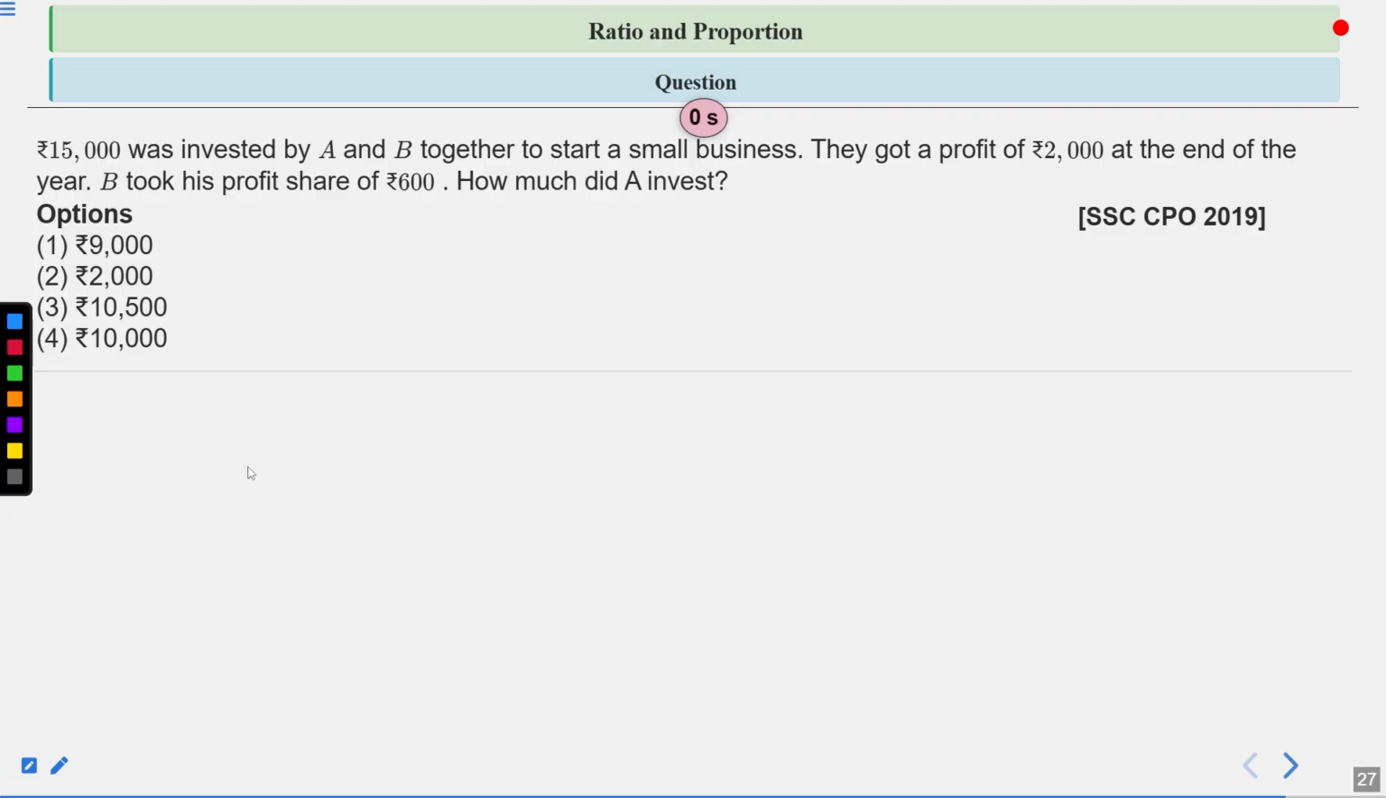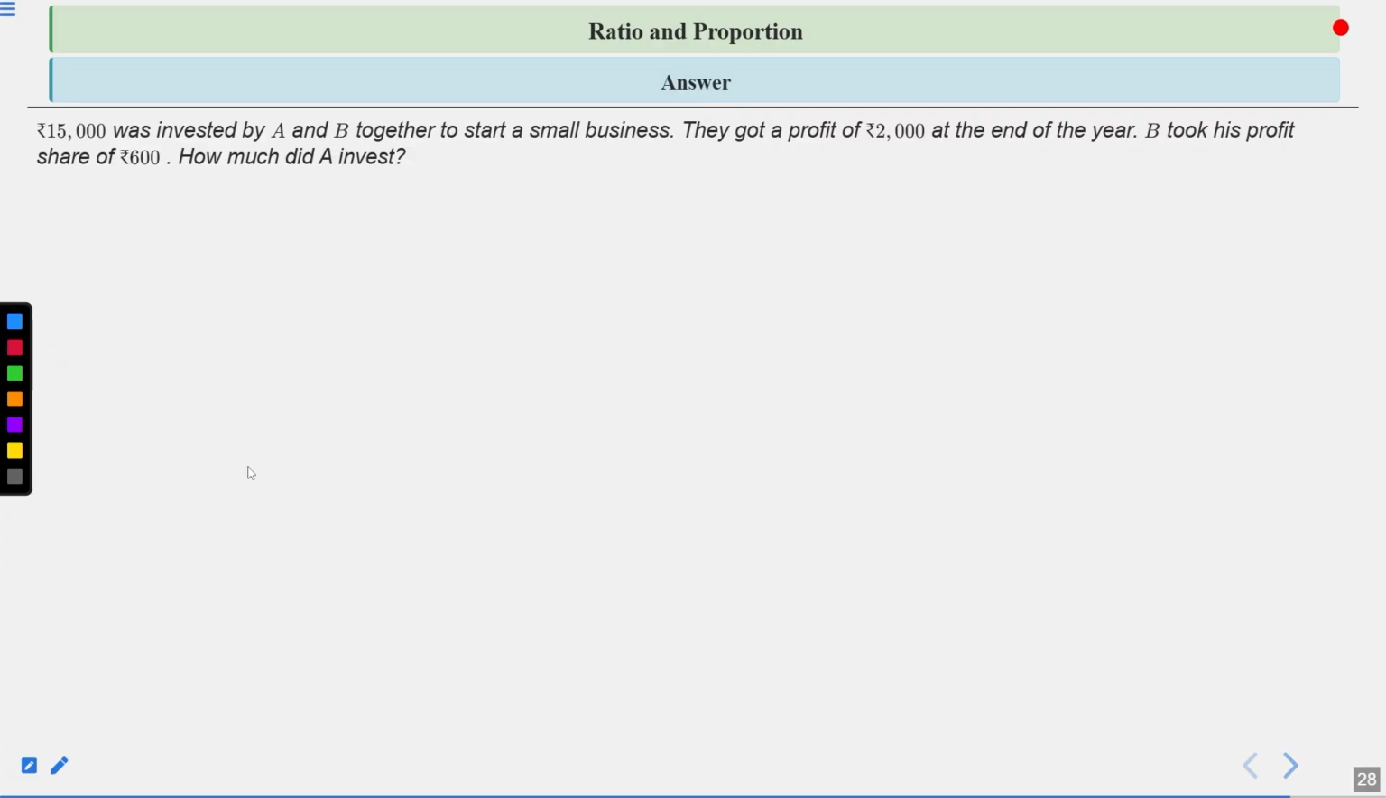Now time's up. Let's see the solution of this question. So 15,000 rupees was invested by A and B together to start a small business. They got a profit of 2,000 rupees at the end of the year. Now the question is, B took his profit share of 600 rupees. How much did A invest? So we know that the profit share is according to their investment. So the correct answer of this question is the third one, which is 10,500 rupees. Now see the detailed solution of this question.